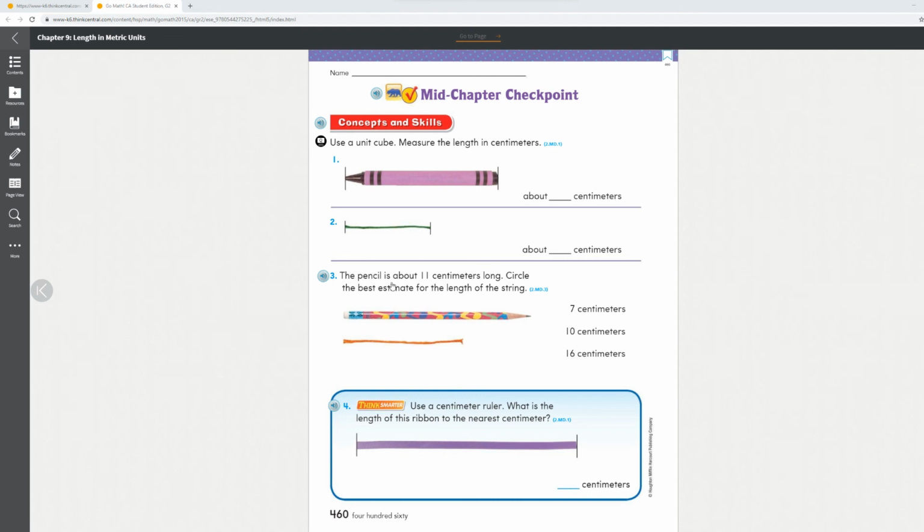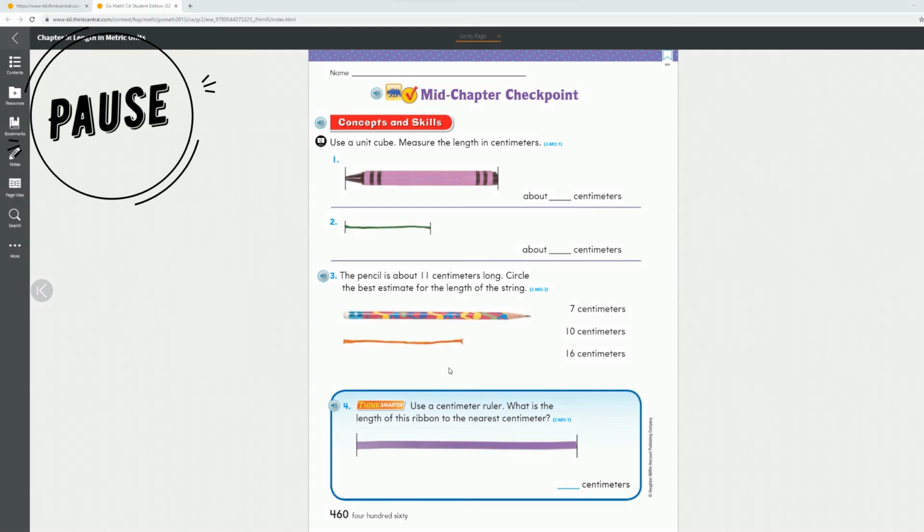So number 3, the pencil is about 11 centimeters long. Circle the best estimate for the length of the string. So you're going to circle one of these 3 answers. We know that the pencil is 11 centimeters. So using that information, is the string smaller or bigger? And then by how much smaller or bigger is it? Number 4, use a centimeter ruler. What is the length of this ribbon to the nearest centimeter? So using the centimeter side ruler, measure this ribbon to the nearest centimeter. How much do you have when you measure it? So work on these problems. Pause the video now and we'll come back and review.